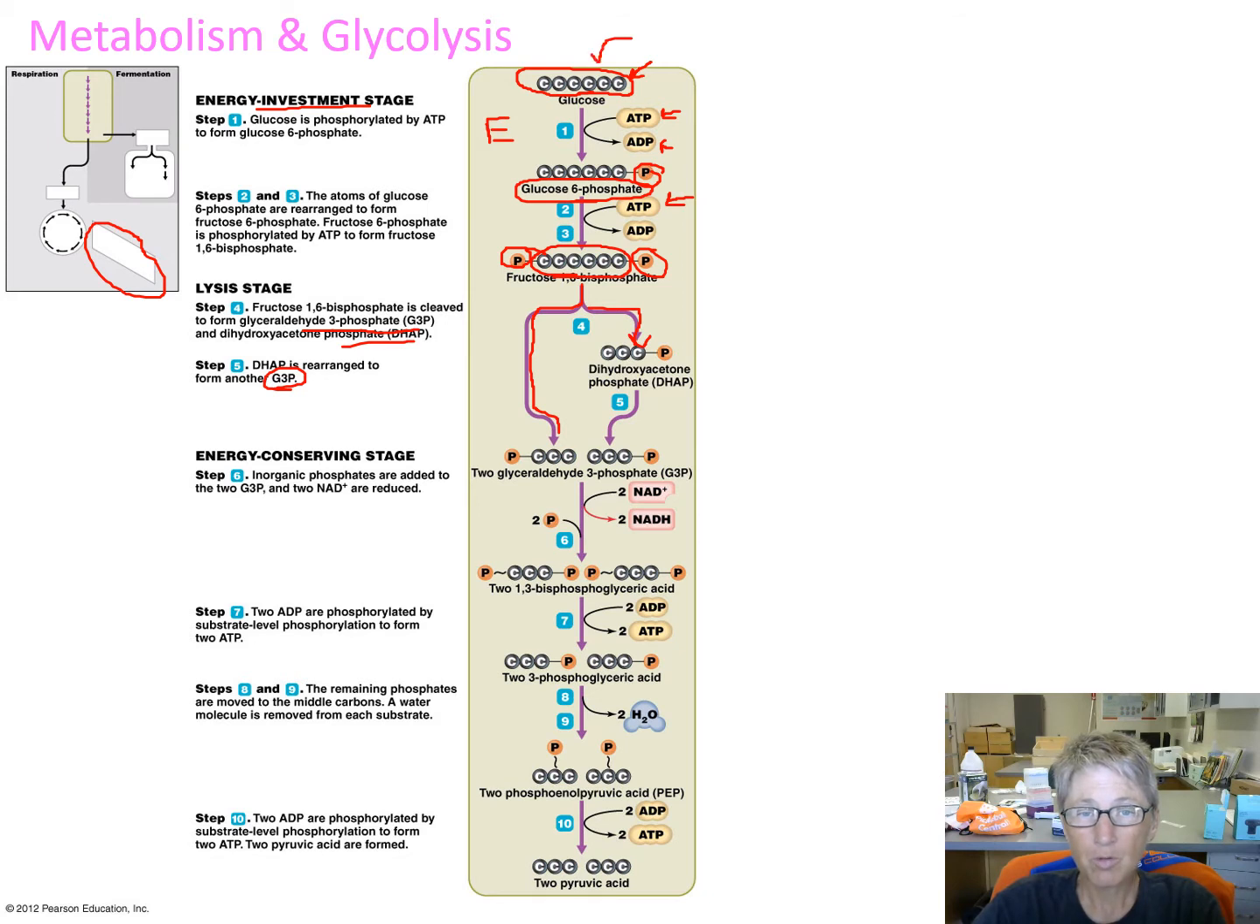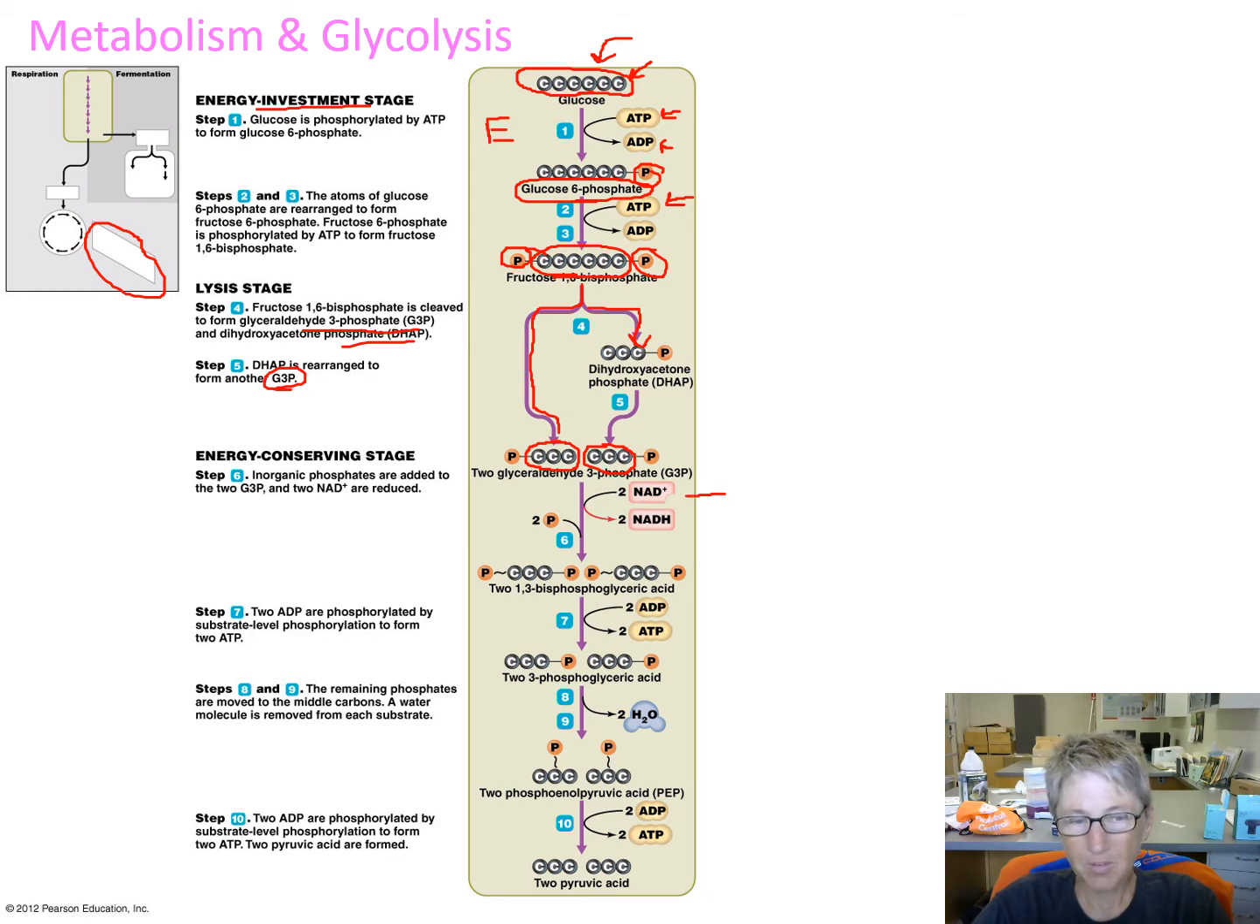But check this out. This is really important to note if you want to understand this process. Remember, glucose started as a 6-carbon molecule. Look, you still have all those carbon molecules from glucose. But now you've got 3 carbons in G3P, and then you have another 3 carbons in this G3P.